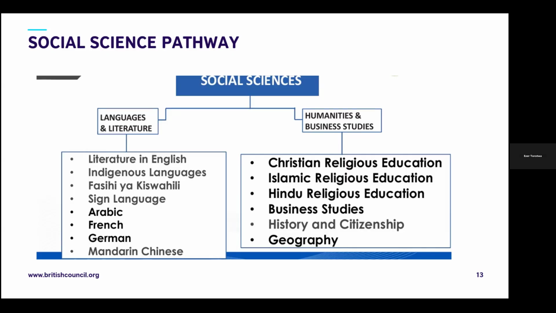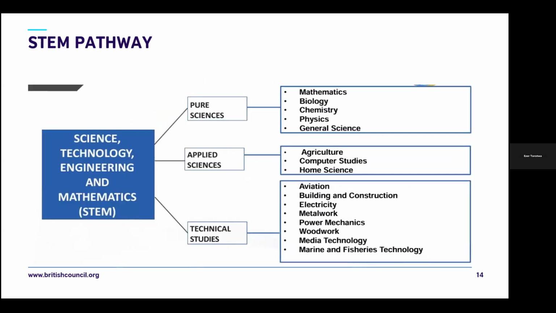While on this other end, we have humanities and business. We have the two religious studies, the two faiths, the Christian and the Islam. We also have the Hindu. Then we have history and citizenship, geography, and lastly, that one. Then in the STEM pathway, STEM is science, technology, engineering, and mathematics, divided into three, where we have pure sciences, applied sciences, then technical studies, as listed above.